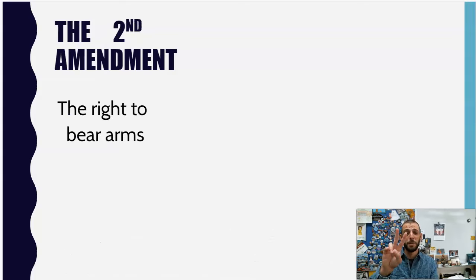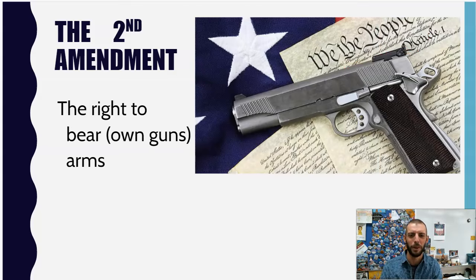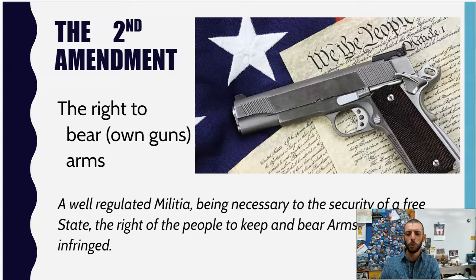Okay, the Second Amendment in the Bill of Rights, our shield, is the right to bear arms, right? Bear arms. No, not that kind of bear arms. To bear or own guns. Well, the actual wording says: a well-regulated militia, being necessary to the security of a free state, the right of the people to keep and bear arms shall not be infringed.